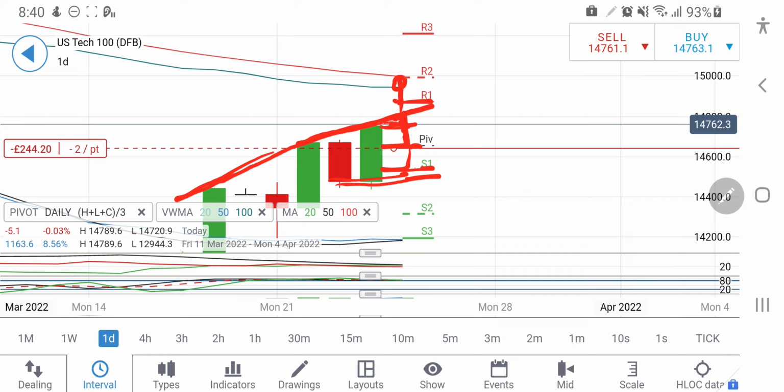Any break below 14,700, go short there for 14,660, 14,600, 14,540, 14,500, and then towards 14,460 levels, and below that it may break strongly on the downside. Above 14,820, yes, one can go long.